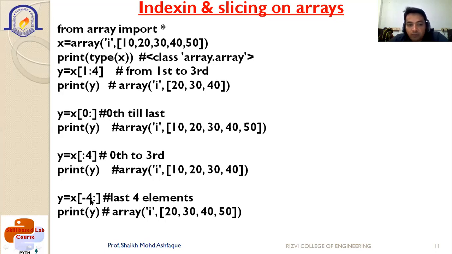Then y is equal to x of -4 colon. We are not writing anything after the colon, so it will print the last 4 elements. How will it print the last 4 elements? Suppose 50 is your -1, then 40 is -2, then 30 is -3, then 20 is -4. From that, it will print in the same order. So you can see the output as 20, 30, 40, and 50. In this way, it will print the elements of the array. That is nothing but your slicing.